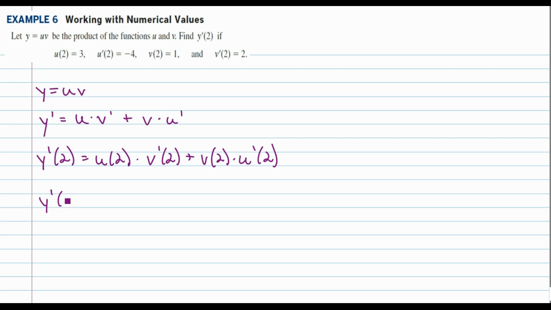So y prime of 2 will equal, you see, u of 2 is 3, v prime of 2 is 2, v of 2 is 1, and u prime of 2 is negative 4. I don't know why I put that in parentheses, but I did. So that is 6 minus 4, so 2.